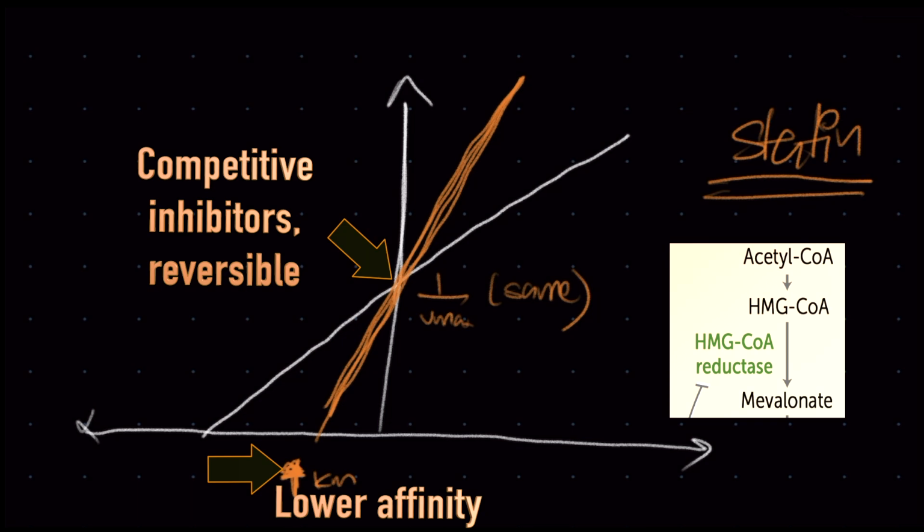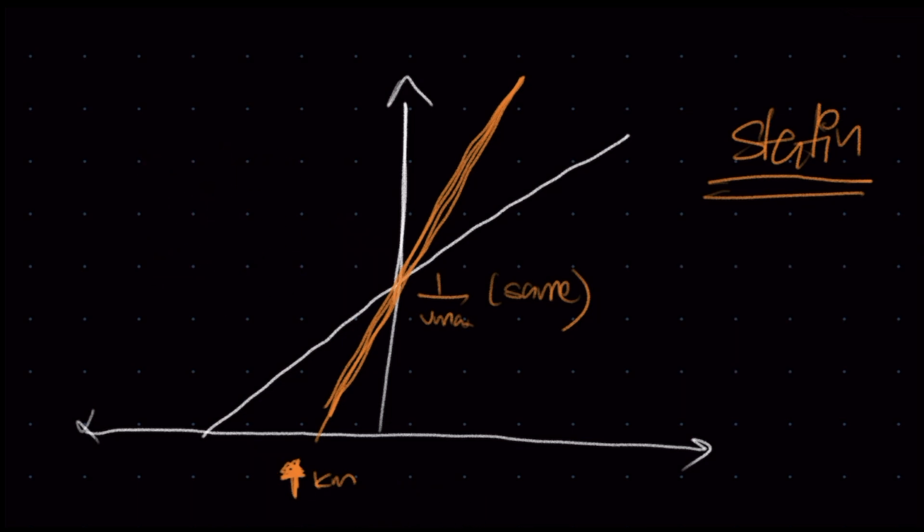Fun analogy. Imagine two cars racing to grab a parking spot. The substrate and competitive inhibitor are both vying for the same spot, the enzyme active site. Competitive inhibitors increase Km because they're hogging spaces, making the substrate work harder, needing more concentration to get in.